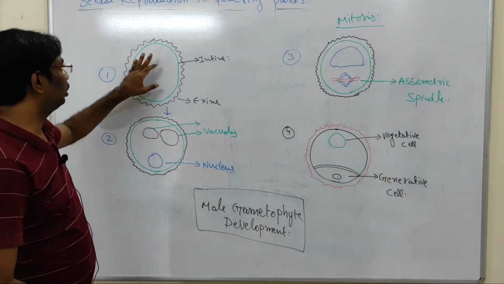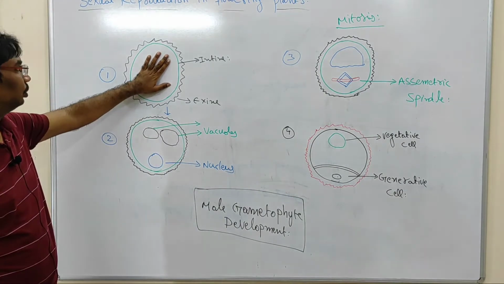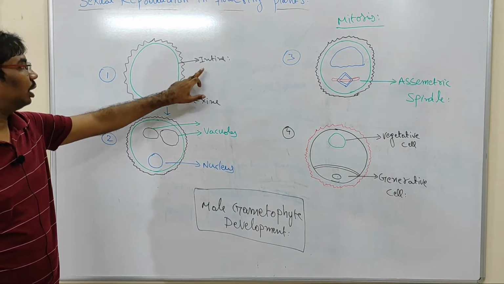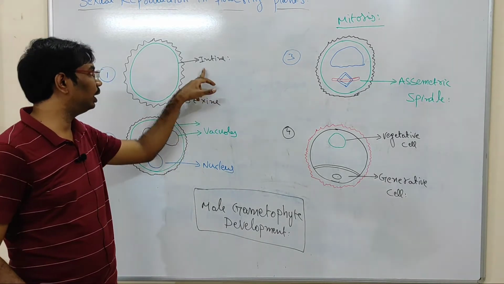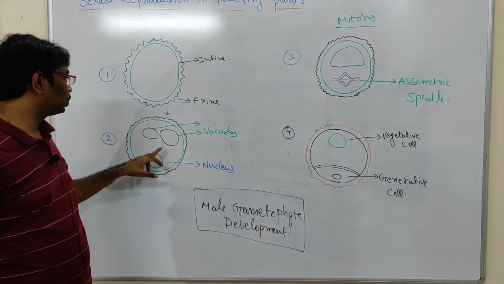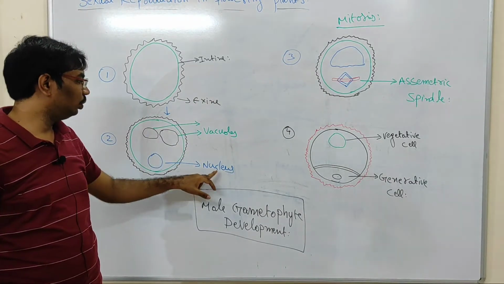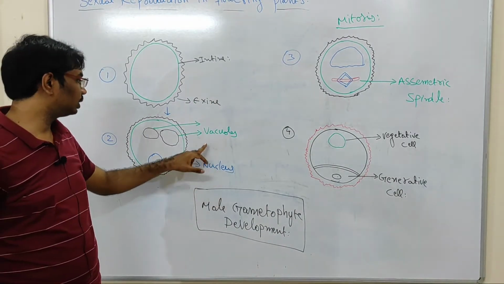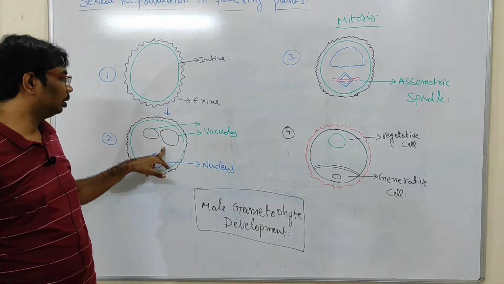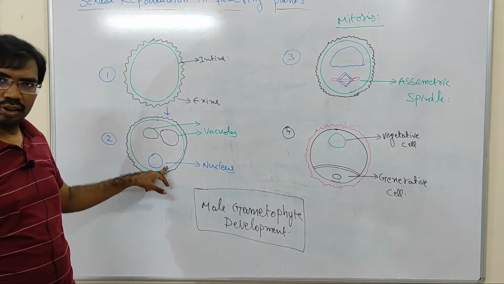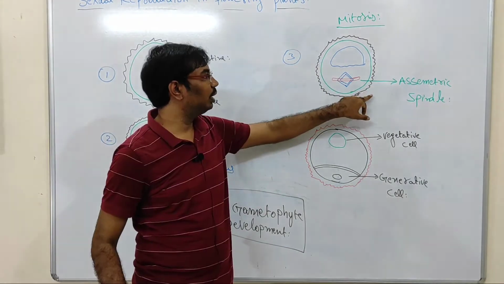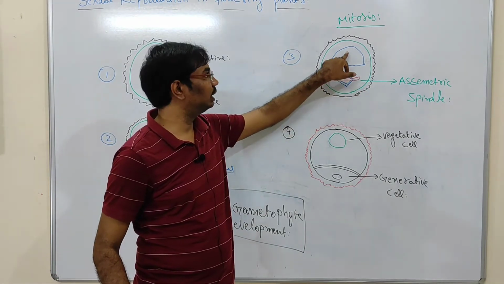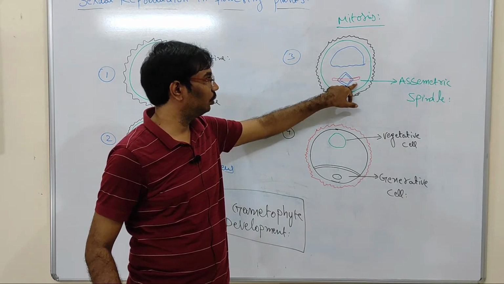See here, this is the pollen grain. Intine is present and exine is present. Exine means the outer layer, and intine means the inner layer. It contains vacuoles and the nucleus. One nucleus you can observe in this diagram. This nucleus is converted into an asymmetric spindle shaped nucleus. This is the vacuole and this is the nucleus.